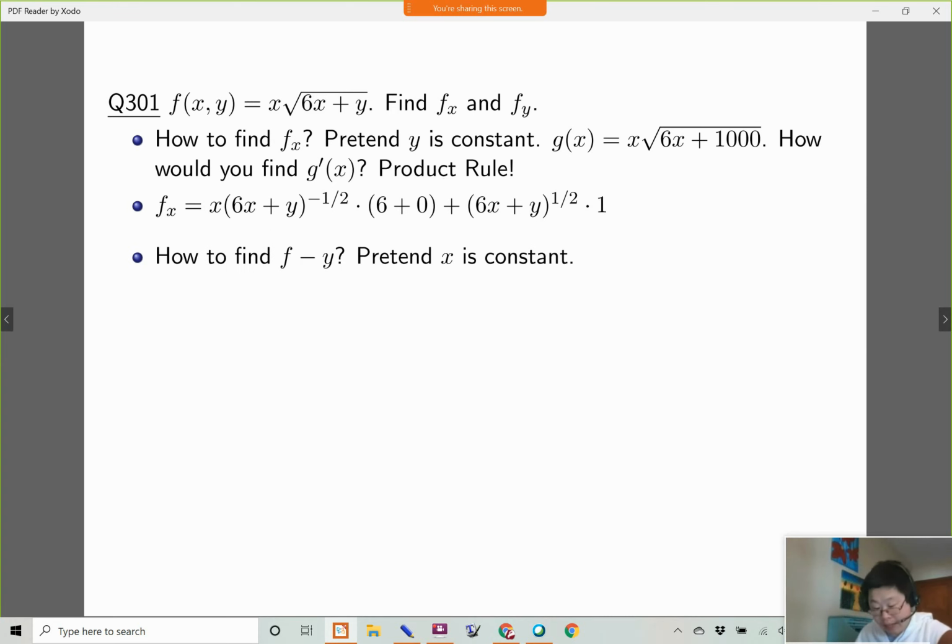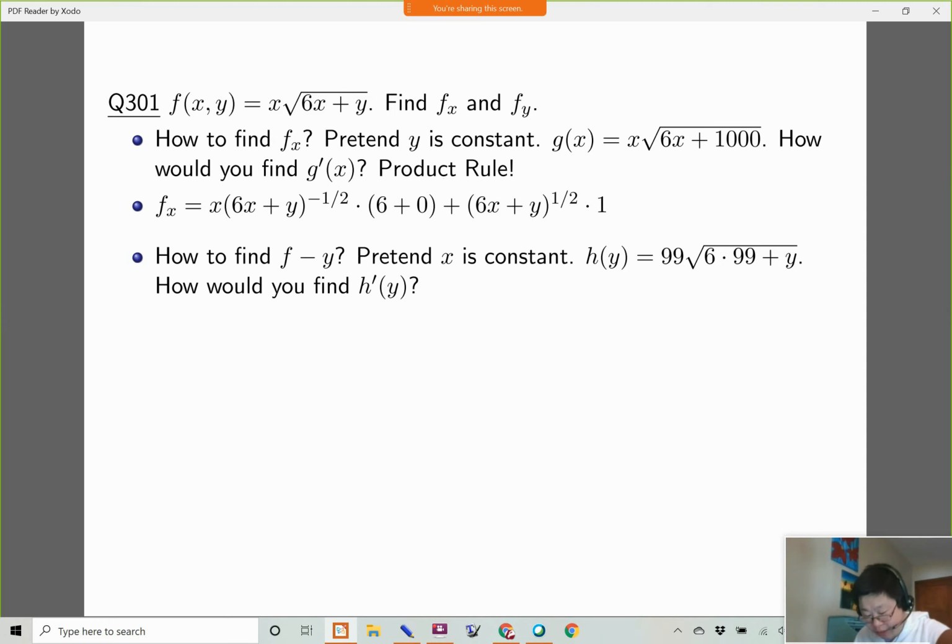Okay. How do you find, oh my goodness, how did this happen? This should be f sub y. How do we find the partial derivative with respect to y? Now we need to pretend that x is constant.